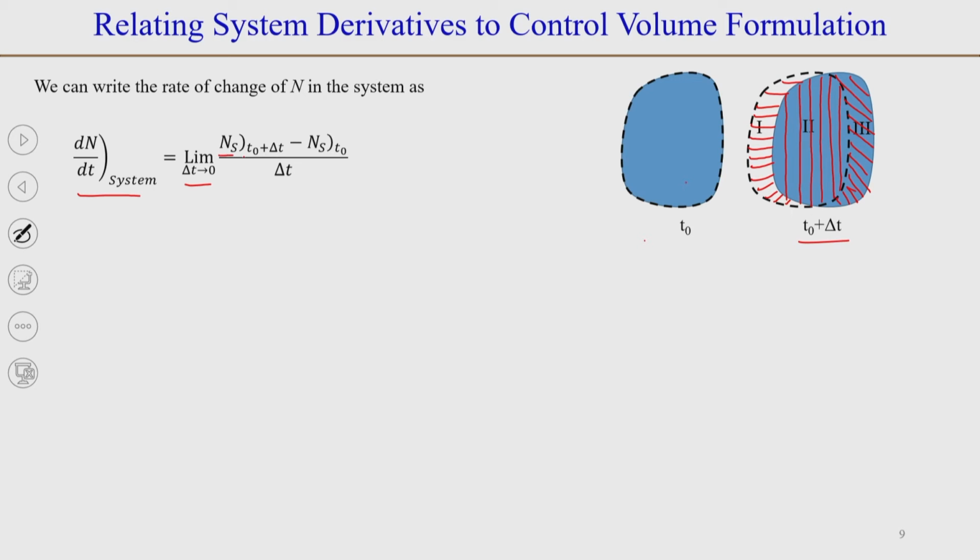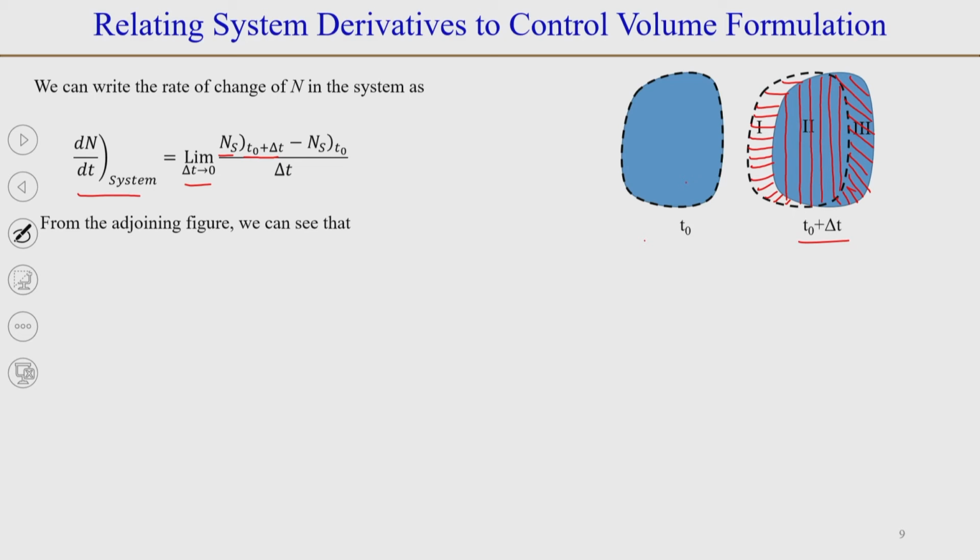N_s at t naught plus delta t, which is the intensive property N inside the system at t naught plus delta t, minus intensive property N inside the system at time t naught, divided by delta t. So, that is dN by dt.